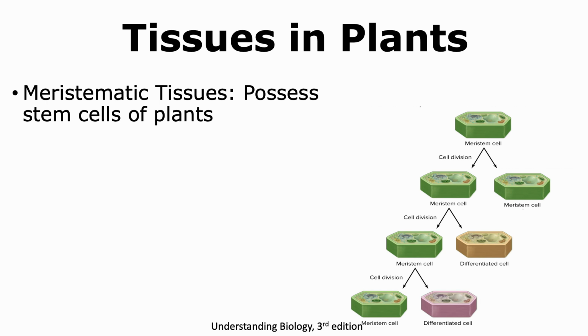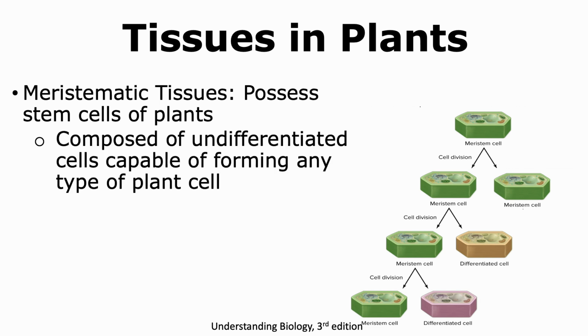The organs are made up of different types of tissues. There are two main types of tissues, which are the meristematic tissues and the permanent tissues. The meristematic tissues are those that have the stem cells of plants, which are called meristem cells. The meristem cells are undifferentiated cells that are capable of forming any type of plant cell.